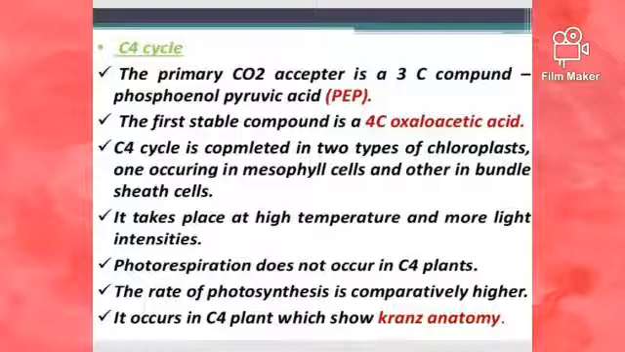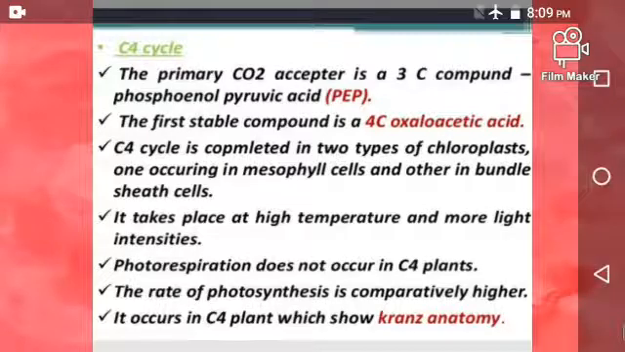The C4 plants show a special anatomy called Kranz anatomy. Kranz is a German word whose meaning is wreath or halo. That is, around the vascular bundle, the bundle sheath cells are arranged closely like the flowers of a garland. So, this anatomy is named Kranz anatomy, which is a peculiar feature of only the C4 plants.